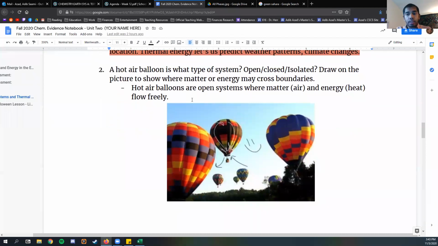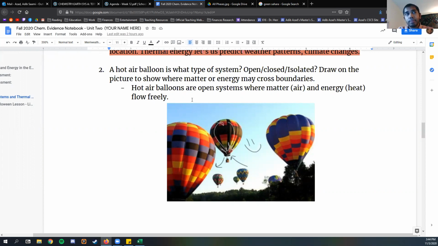So moving on, let's talk about hot air balloons. What type of system is a hot air balloon? Open, closed, isolated. This is something we refer to in assignment 1 when we start talking about different types of systems. So just to refresh your minds, an isolated system is a system where matter and energy do not flow out. In a closed system, matter does not flow, but energy does.